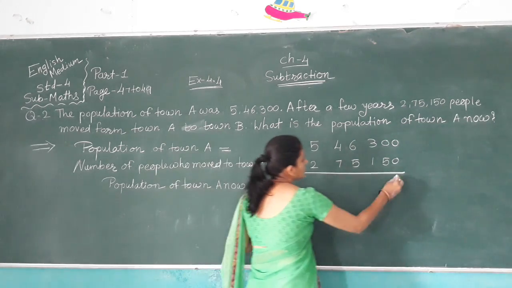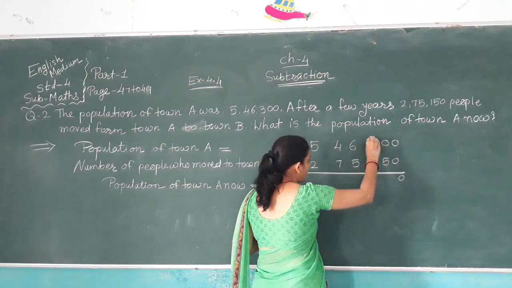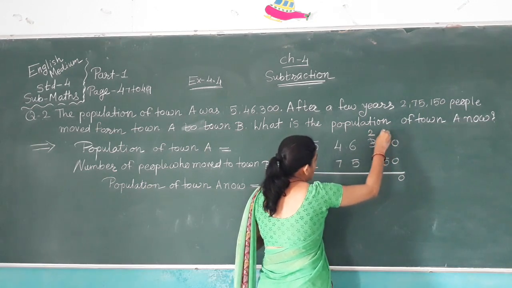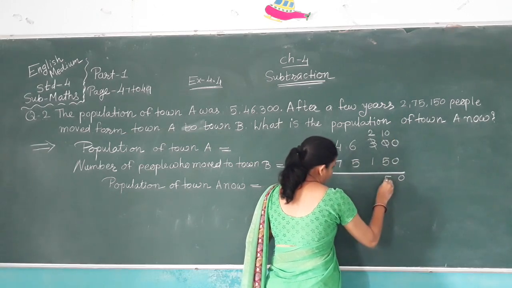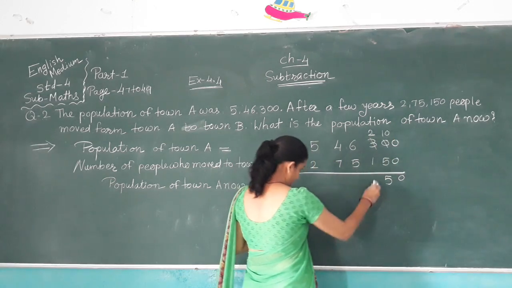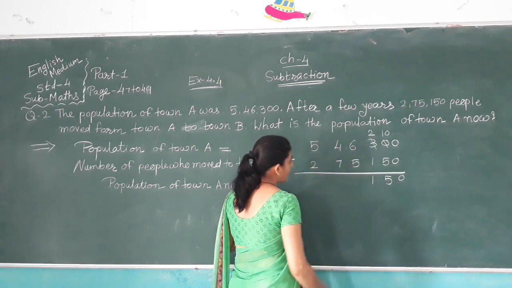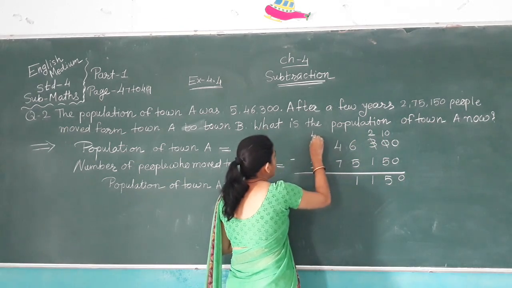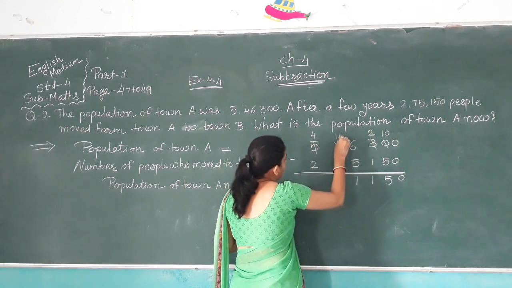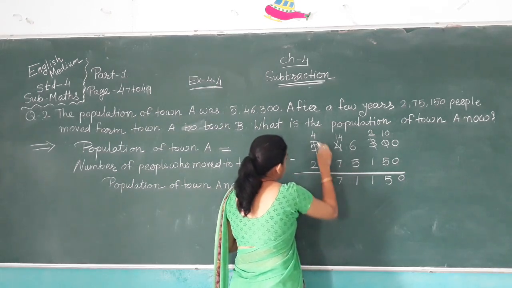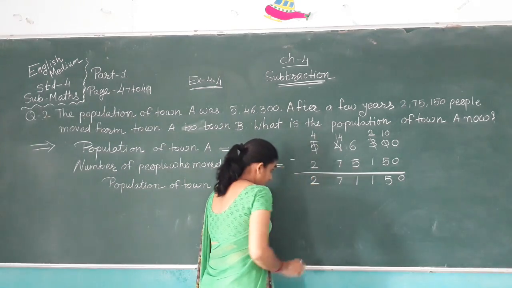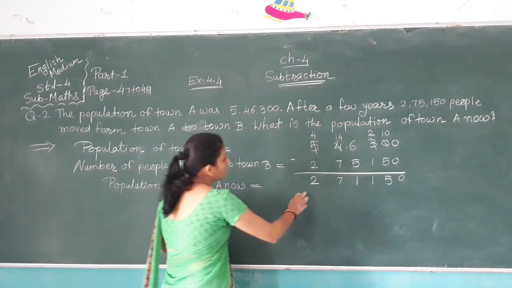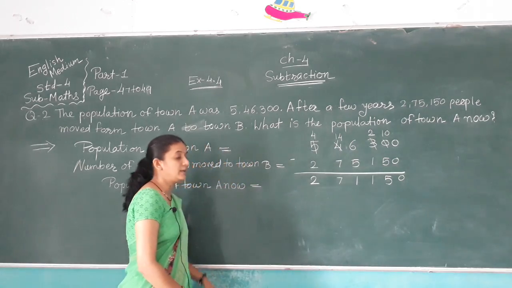0 minus 0, 0. 0 minus 5 is not possible. So borrow from another place. Cut here 3, write here 2. Cut here 0, write here 10. 10 minus 5, 5. 2 minus 1, 1. 6 minus 5, 1. 4 minus 7 is not possible. Cut here 5, write here 4. Cut here 4, write here 14. 14 minus 7, 7. And 4 minus 2, 2. So the population of town A now is 2,71,150.